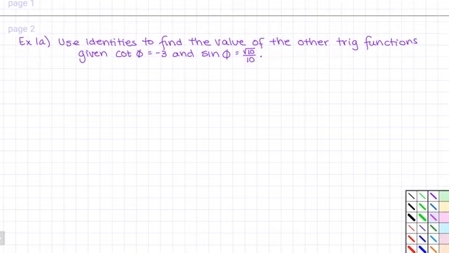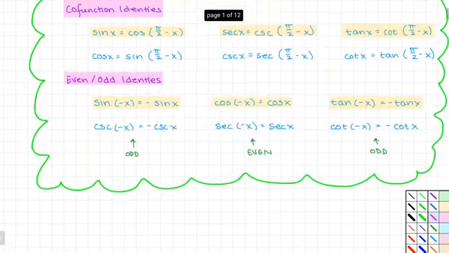Use identities to find the value of the other trig functions given. We've actually done problems like this before in previous units, but let's quickly remind ourselves. They've given us cotangent and sine. We're going to find the other 4 trig functions. Now we could draw a triangle, but because the focus of this section is using identities, let's go ahead and use identities.